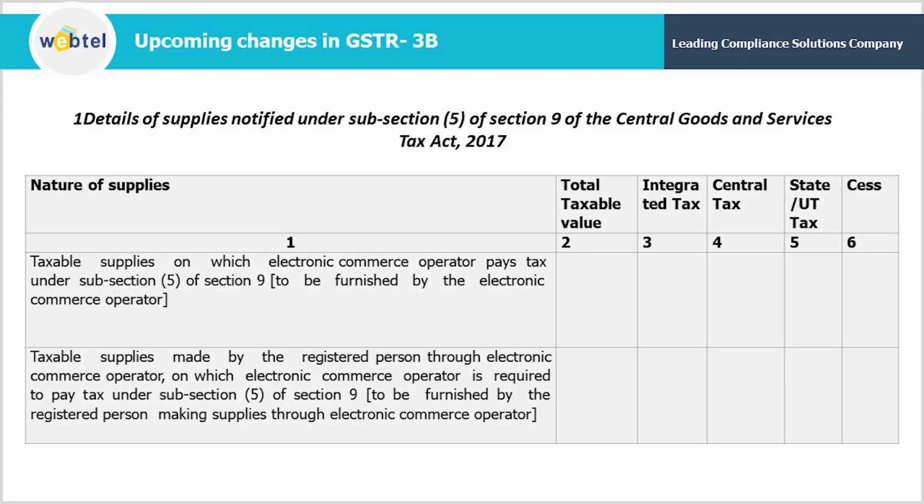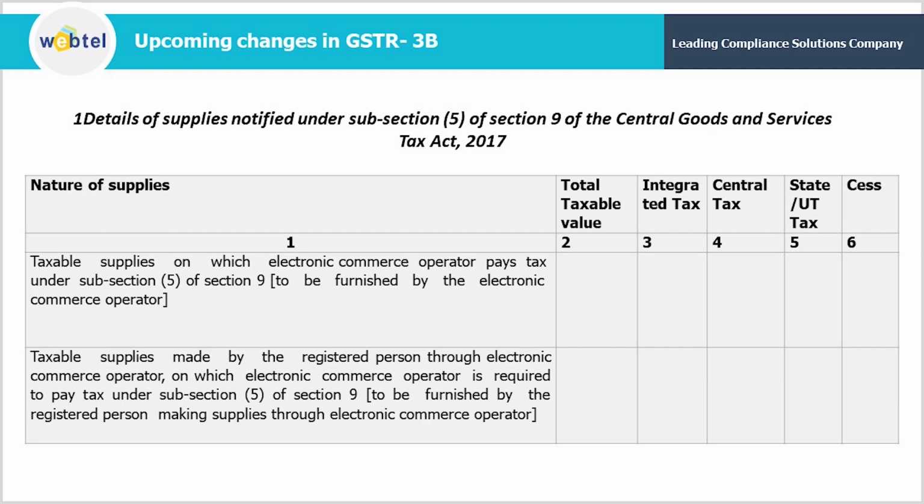Our first point is that table 3.1.1 is inserted in the GSTR 3B form, which relates to details of supply under section 9(5) of the CGST Act, that is, supply through an e-commerce operator is to be given. Now in this, as you can see on the screen, part 1 is to be furnished by e-commerce operators, and the second part is to be furnished by the regular taxpayers.